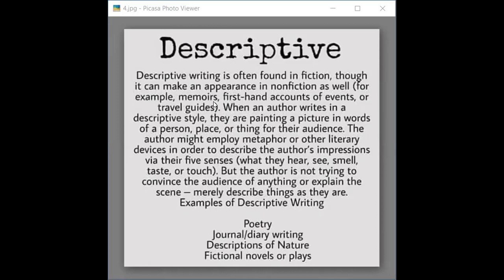So descriptive writing. Here it says descriptive writing is often found in fiction, though it can make an appearance in non-fiction as well. For example, memoirs. Now memoirs are like autobiographies. For example, in my second book, Innocence and Foolishness, I'm talking about my life. Actually, that book is a memoir. When you write about facts about real life and about yourself, it's a memoir. So a memoir is non-fiction. Descriptive writing is mostly in fiction.